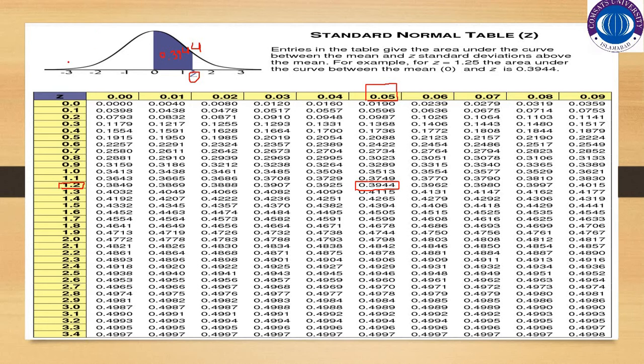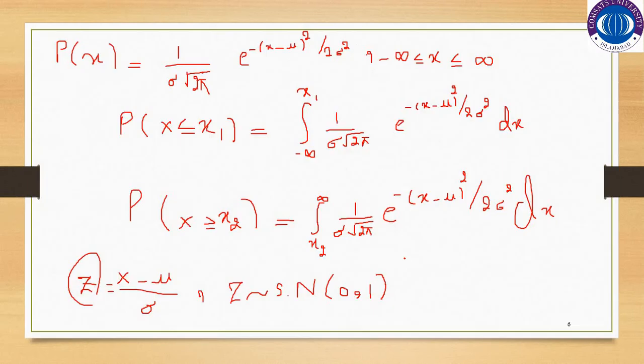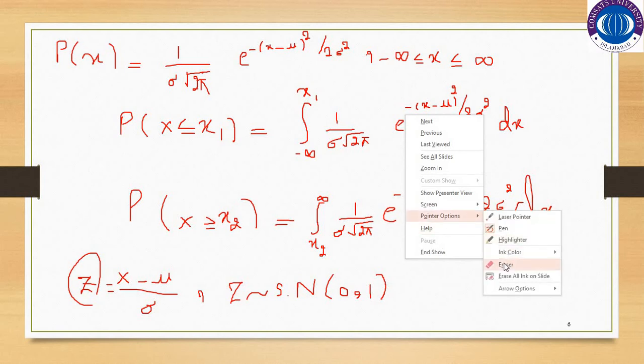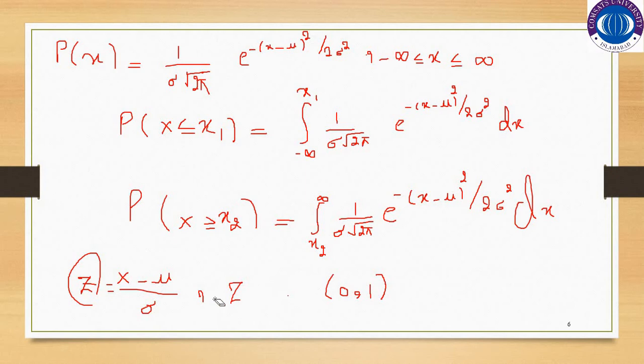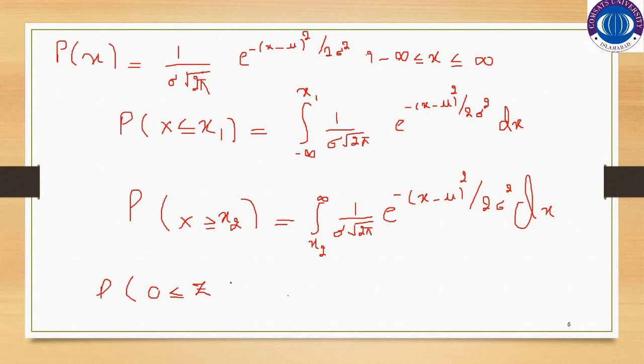So if we write it in this manner, let me erase this. We use the eraser here, okay. Now we have some space to write. So this will be the probability, and your random variable is set here. Keep in mind, 0 less than z and less than or equal to 1.25.